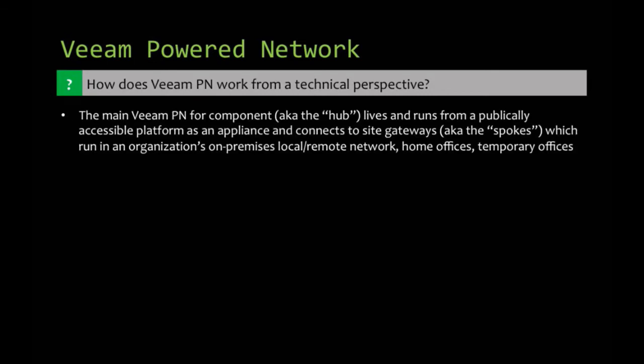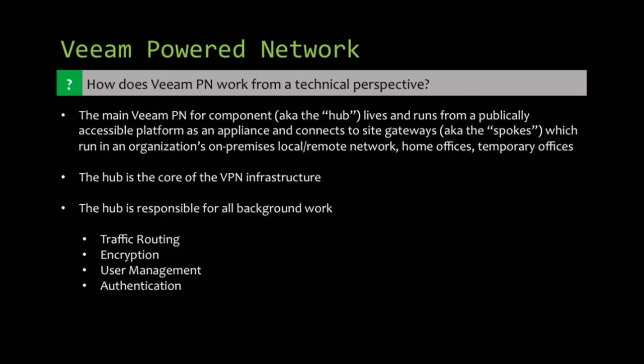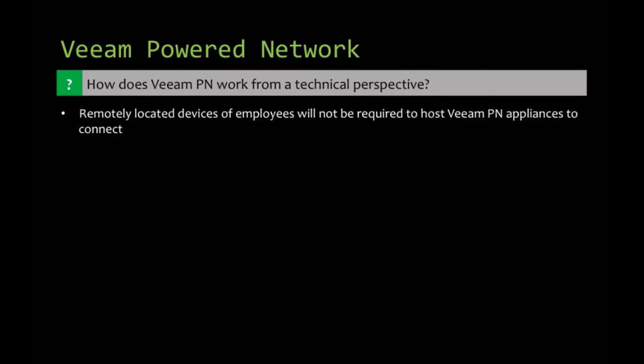So again, from the diagram, the main aspect of the Veeam-powered network is the hub, okay? That sits in the location, and then all the spokes that you saw in that diagram connect into it. The hub is the core piece of infrastructure, and it's responsible for all that you see on the screen: traffic routing, encryption, user management, and authentication. The hub is accessible from all remote networks, and it adds to the VPN.